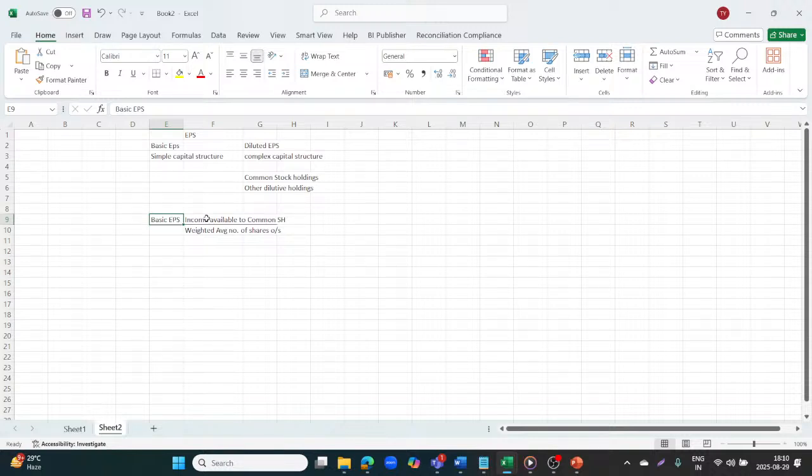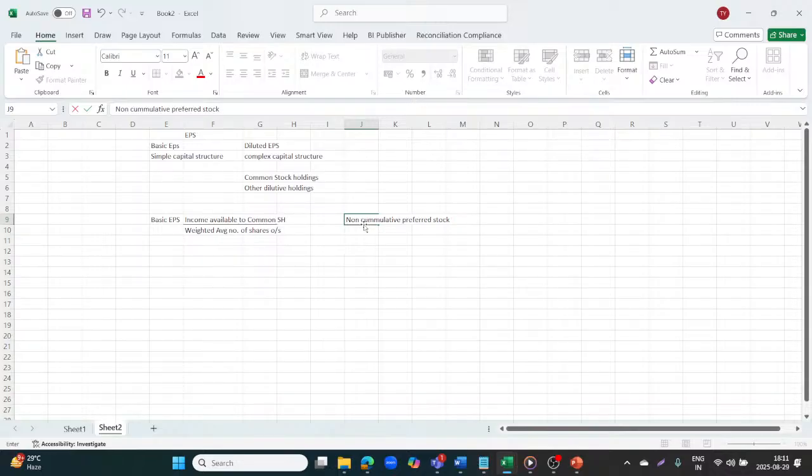Where the income available is, like you have dividend declared on non-cumulative preferred stock, or dividend that you have accumulated on cumulative preferred stock. So dividend declared on non-cumulative preferred stock means, if you have non-cumulative preferred stock, the dividend declared in that particular period needs to be deducted to arrive at your income. The dividend that you have declared will be subtracted from it to arrive at your income.